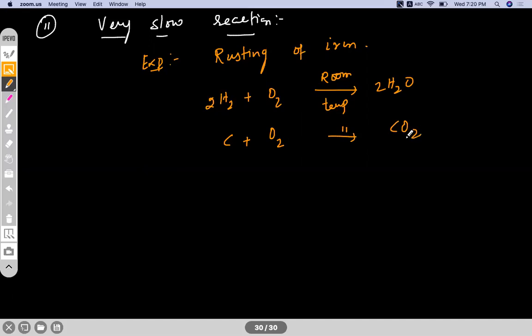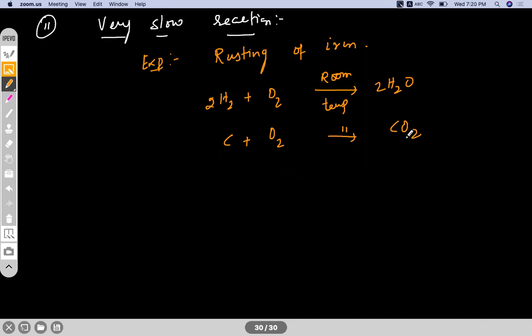Why are we discussing all these things? One type is extremely fast; you won't even get the time to blink your eyes and the reaction will get over. That is the order of 10 to the power minus 14 and 10 to the power minus 16. And this one is extremely slow. It takes months, years to finish. That's why we do not calculate or deal with these two reactions in this chapter. We don't calculate the rate of these reactions because there is no point in calculating the rate when the reaction is extremely slow or extremely fast.